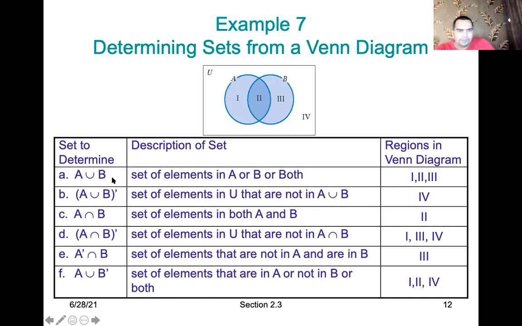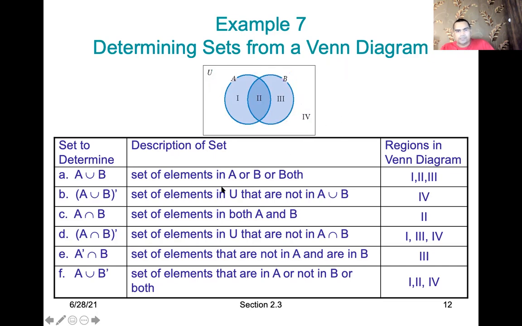So now, when you talk about A union B, if you look at this as a summary, A union B will be the set of elements that are in A or B or both. So that is this entire set. So that is this part, which is regions 1, 2, and 3 combined together. So that's A union B. A union B complement will be everything outside A union B, means it is out here. This region is called A union B complement. That is only region 4.